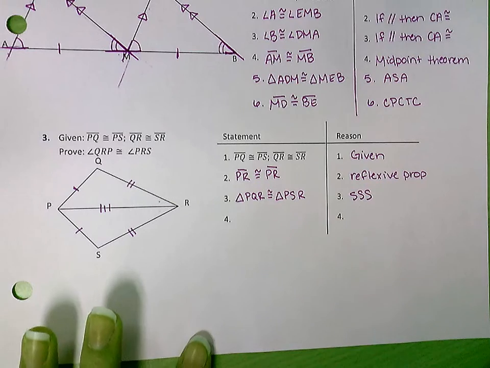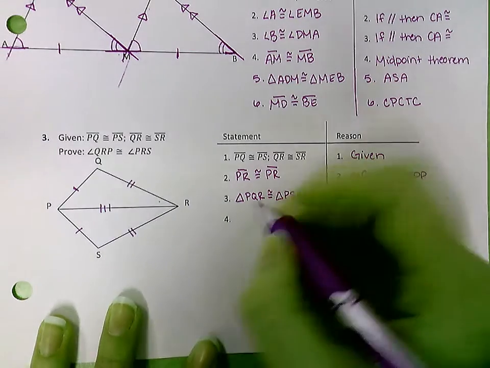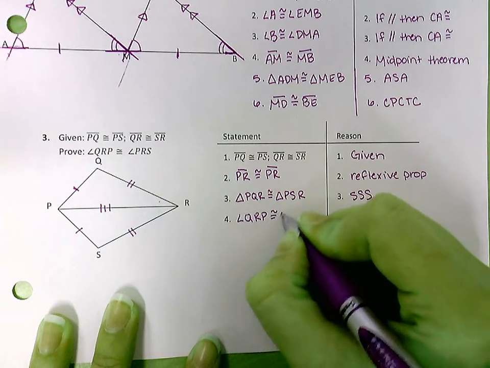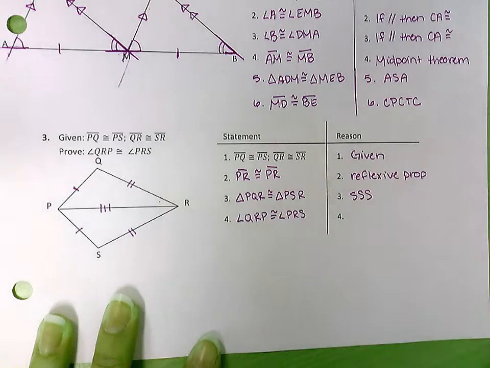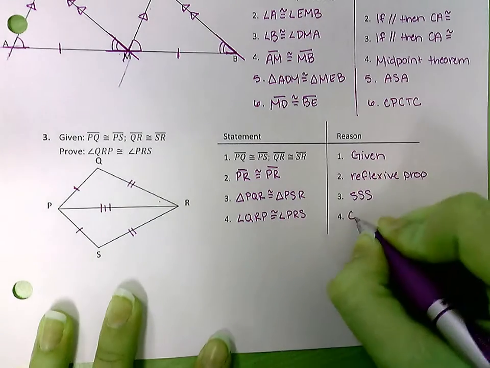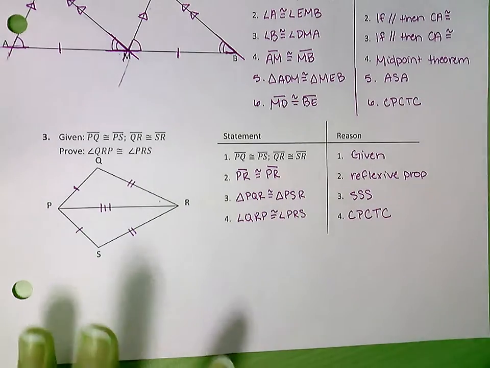Okay, you don't have any angles labeled. Then my last statement is what I'm trying to prove. So angle QRP is congruent to angle PRS. Since my triangles are congruent, their parts are as well. So we have corresponding parts of congruent triangles are congruent.